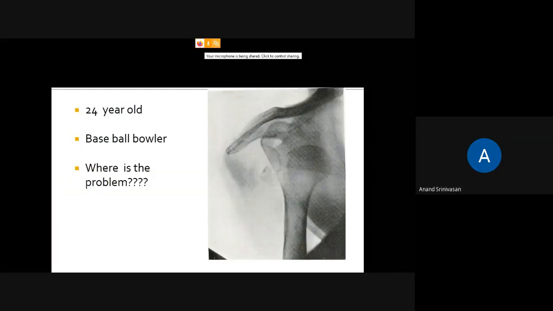All right, now coming to the next one. This is an X-ray, and this is taken from a person, say a 24-year-old male. He is a baseball bowler. Do you find any problem here? Is it a normal or abnormal X-ray?